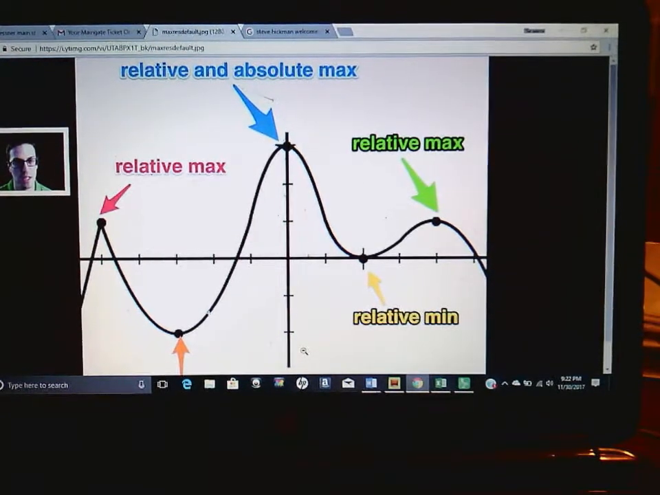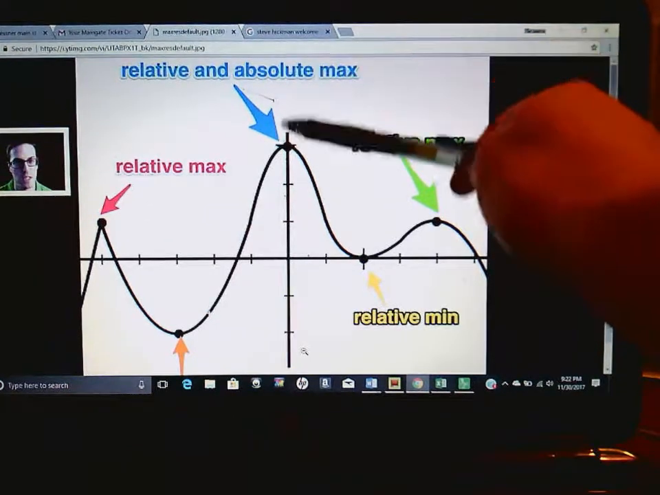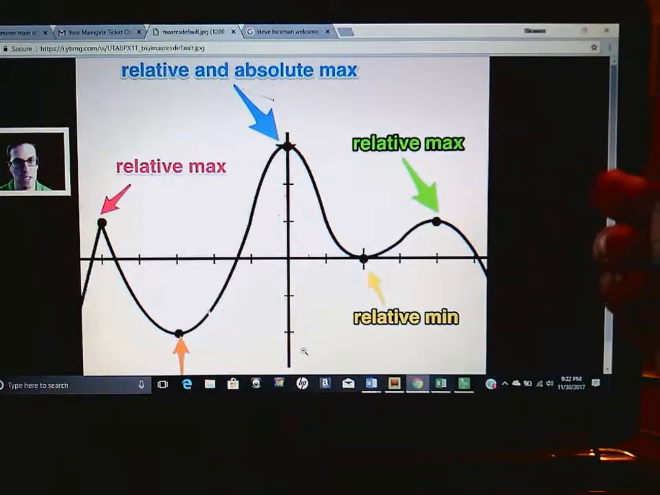The absolute maximum value, sometimes called global maximum value, but in calculus we're just going to call it the absolute max, for clarity's sake, is going to be the highest y value on the graph, and it only happens once. So right here, you see that the highest y value is right here, so that's going to be the absolute max.